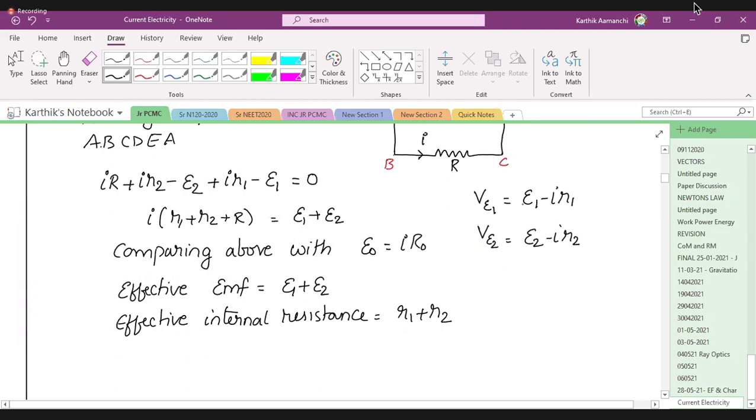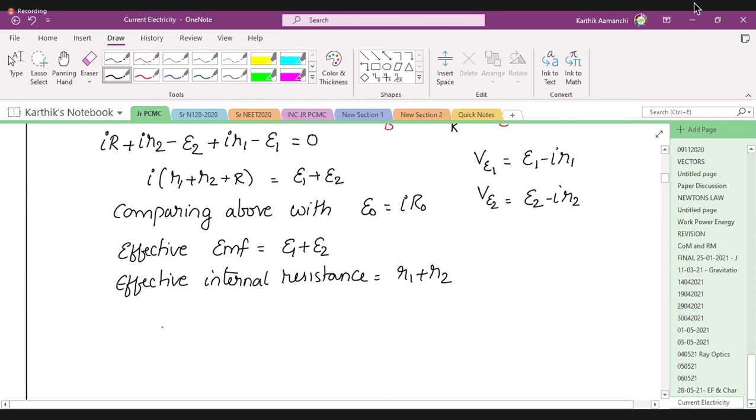Understood? Now, if somebody asks you what is the total current flowing through a circuit in series combination of cells? Total current I is equal to epsilon 1 plus epsilon 2 divided by R plus R1 plus R2, where R1 and R2 are the internal resistances. This is the total current which is passing through your circuit. Right?